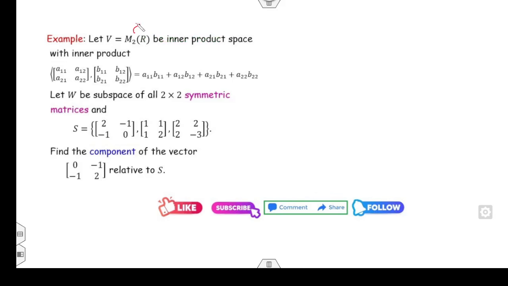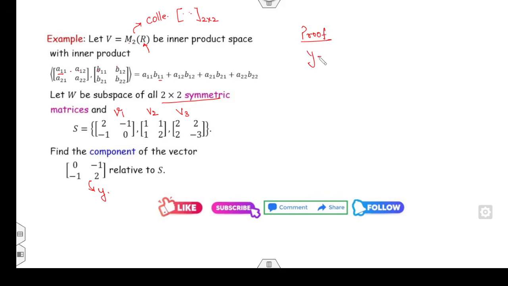Let V be the collection of all those matrices. What is M2? That is a collection of 2 cross 2 matrices with real elements, with the inner product defined element by element: the first element, second element, and so on. Then let W be the subspace of all symmetric matrices. Find the component of the vector with respect to S1. I consider this as V1, this is V2, this is V3, and I consider this element as my y.